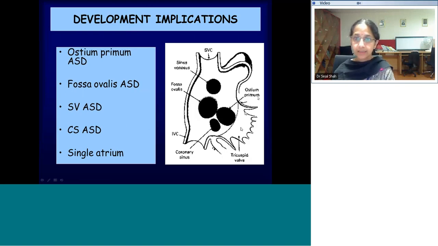So this is how we have it in a cross section, where you can see a sinus venosus defect close to the SVC, or a coronary sinus type of defect, or a primum defect close to the AV valve, or a fossa ovalis defect, which is the septal primum defect, or you have complete absence, which is a common atrium.